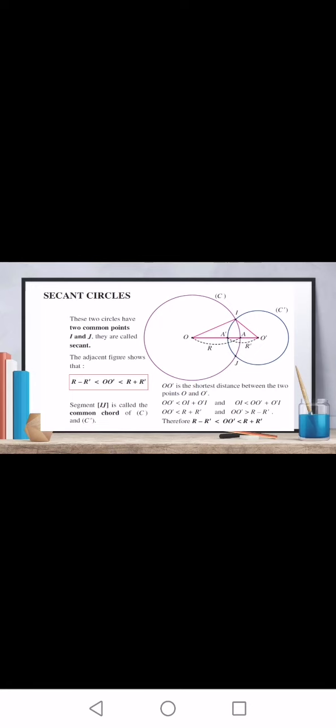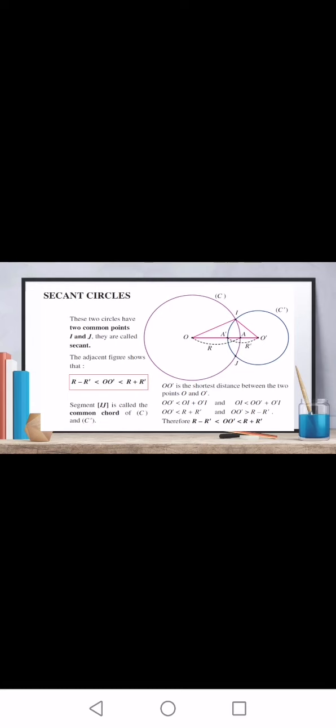Now, secant circles. These two circles have two common points, which are I and J here. They are called secant, and the length OO' is between the subtraction of the two radii and the addition of them. That means R minus R' is less than OO', which is less than R plus R', and this length IJ is called the common chord of the two circles.